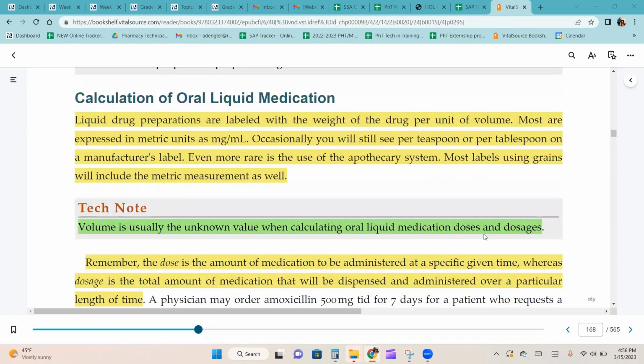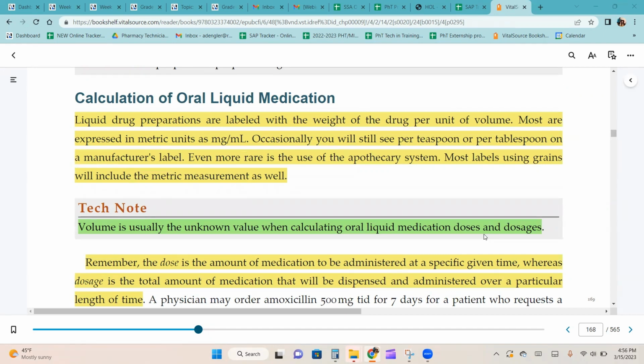Liquid drug preparations are labeled with the weight of the drug per unit of volume. Most are expressed in metric units as milligrams per milliliter. Occasionally, you'll still see per teaspoon or per tablespoon on a manufacturer's label. Even more rare is the use of the apothecary system. Most labels using grains will include the metric measurement as well.